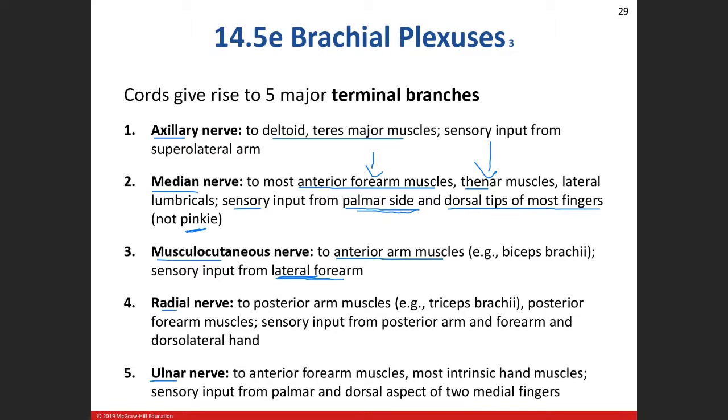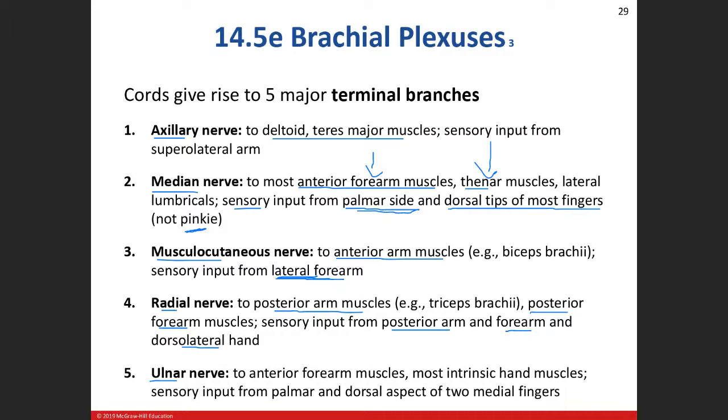The radial nerve is going to be the posterior arm muscles for motor innervation. That's your triceps brachii muscles, and also the posterior forearm muscles. That means extension of the wrist, of the fingers, of the hand. And for the sensory input, it's going to innervate the back portion of your arm, the back portion of your forearm, and also the back portion of your hand on the lateral side.